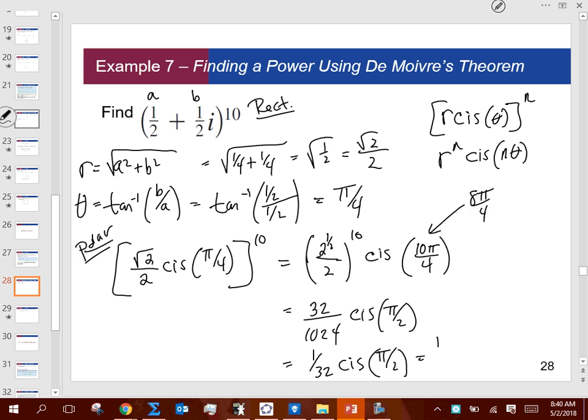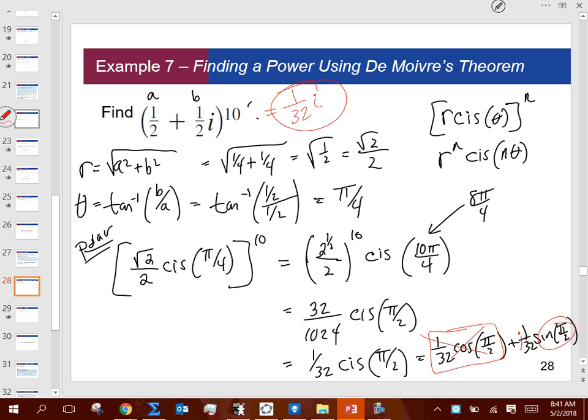Now let's look at that. That's 1/32 cosine of pi over 2 plus 1/32 sine of pi over 2, times i. What is cosine of pi over 2? Come on, guys. 0. That thing goes away. What's sine of pi over 2? 1. So this gives me 1 times 1/32 times my i. So this should equate to 1/32 i.